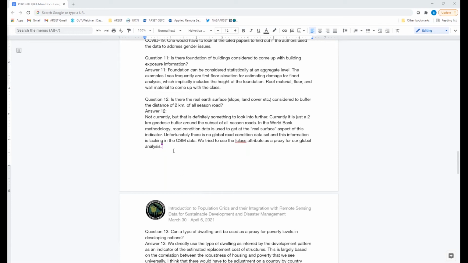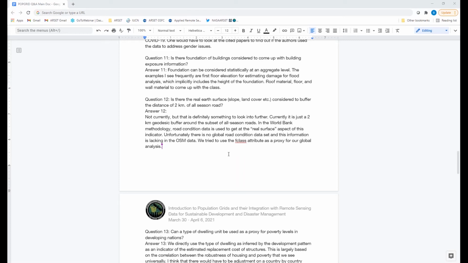Sure, I'll take it. We didn't use that for the global analysis because there currently isn't a global road condition data set. The road condition information is what tries to get at the real Earth surface to determine whether the road is passable all year round. So we just used a buffer distance and tried to get at this question of all season roads using the F-class attribute in the OSM data as a proxy.